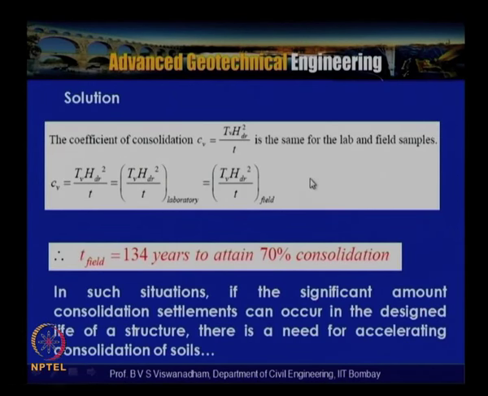If the coefficient of consolidation is the same for the lab and field samples, then using the same discussion as before, Cv is equal to Tv into HDR square by t. With that we can compute the time in the field, which works out to be something like 134 years to attain 70% consolidation. So sometimes it appears that for a given type of clay, the settlements continue for about 134 years.